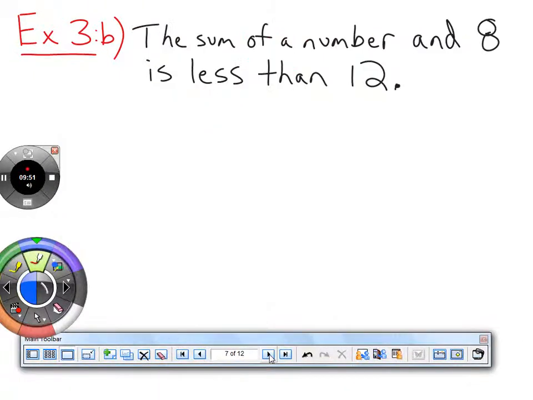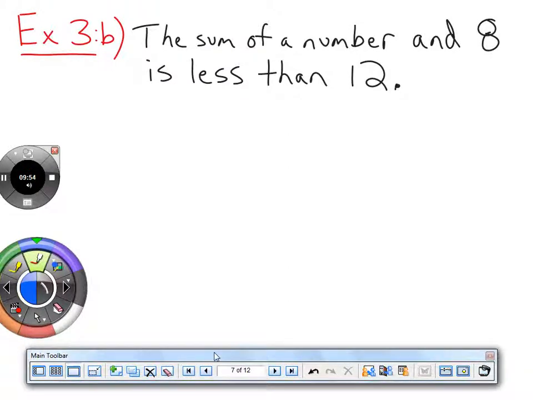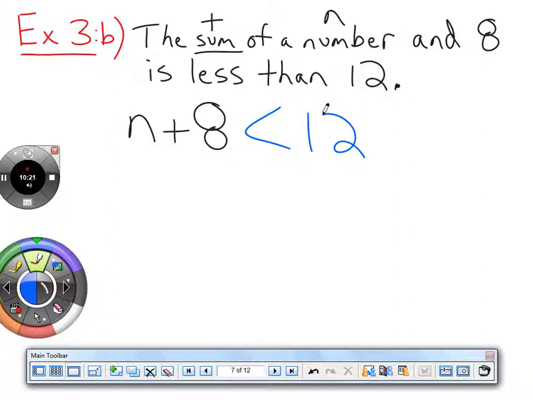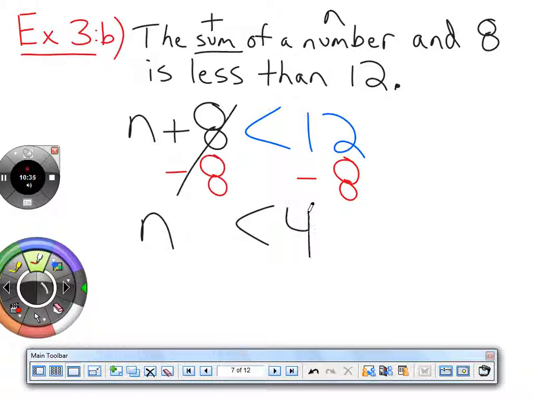All right, let's try another one. The sum of a number and 8, so we got to pick the letter that we want to use again. So maybe we could just use the letter n for the number. So the sum of a number and 8, so we know that sum deals with plus. So we got n plus 8 is less than 12. So I got n plus 8 is less than 12. And I'm going to subtract 8. And I've got n is less than 4. Wow, I was really loving the less thans. Didn't even notice that till now.